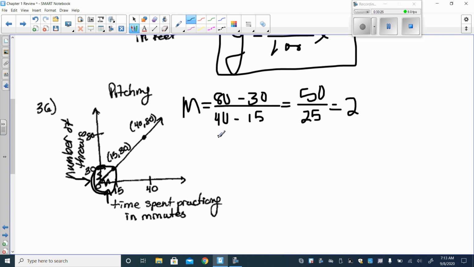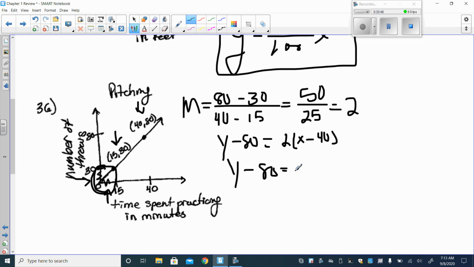Now I'm going to use the second formula, y minus y1 equals m, which is 2, times x minus x1. And y1 and x1 is just a point, so I can pick 40 and 80, or 30 and 15. So I'll pick 40 and 80, so 80 goes in the y, 40 goes into the x. So we'll simplify. 2 times x would give us 2x, because we've got to multiply through. 2 times negative 40 is negative 80.